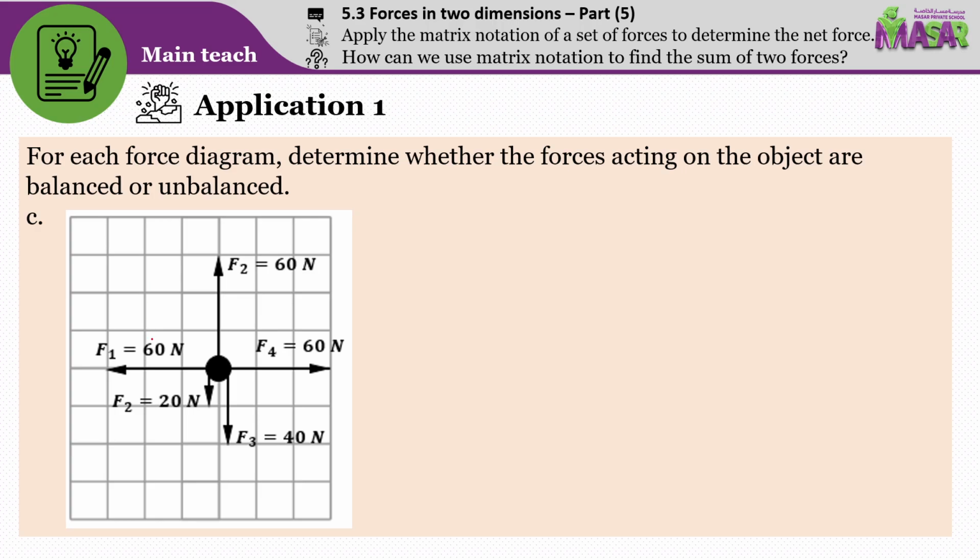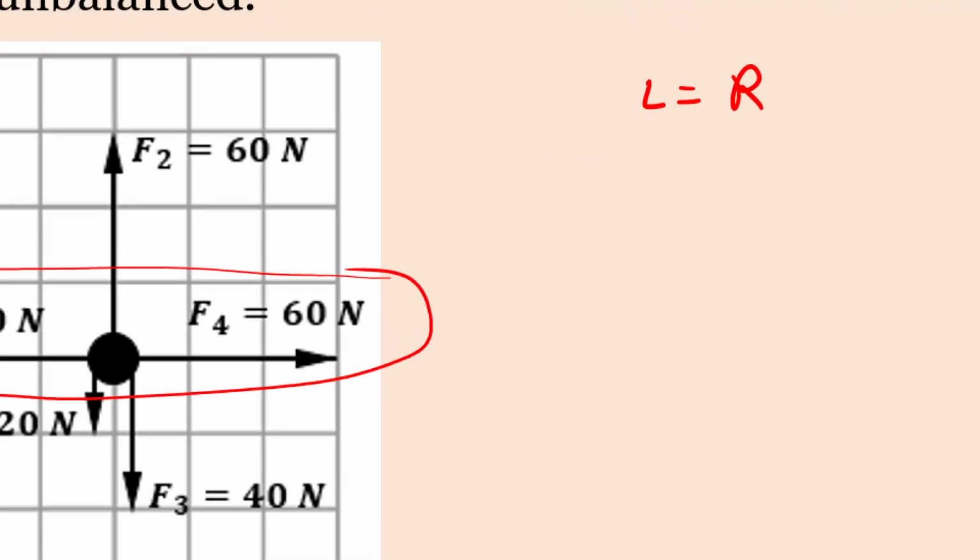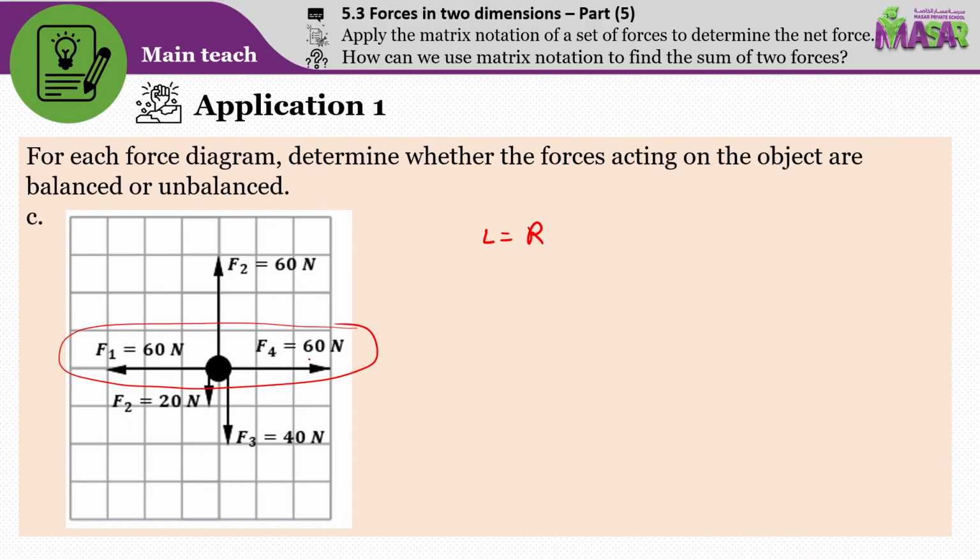Now, for part C, in order to determine whether the forces are balanced or unbalanced, we need to evaluate each axis independently. So let's take a look at the horizontal forces. Here we have left equal right, since on the left-hand side we have 60, and on the right-hand side we have 60. As a result, we have balanced forces along the horizontal.